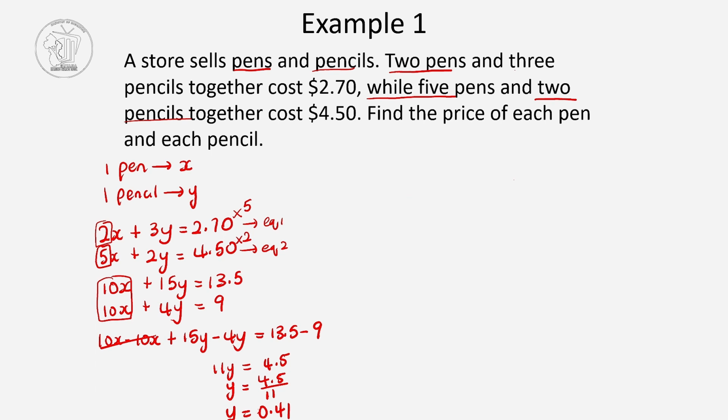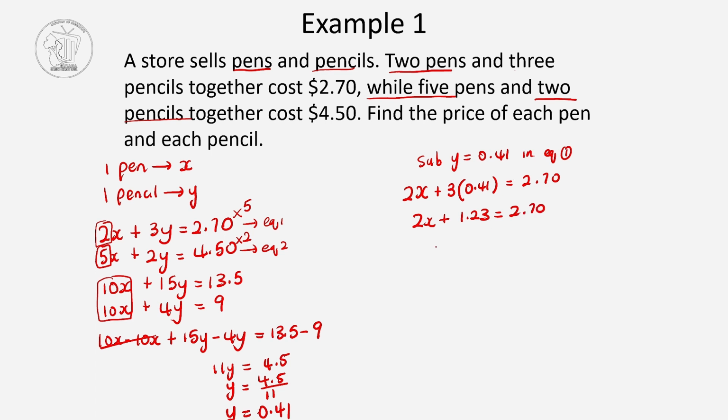So if y is equal to that, to solve for x, we substitute y equal 0.41 into equation 1 or 2, it doesn't matter. So let's use equation 1, which will be 2 multiplied by x plus 3 multiplied by y, which in this case is 0.41, is equal to 2.70. So 2x plus 3 times 0.41 would give us 1.23, which is equal to 2.70.